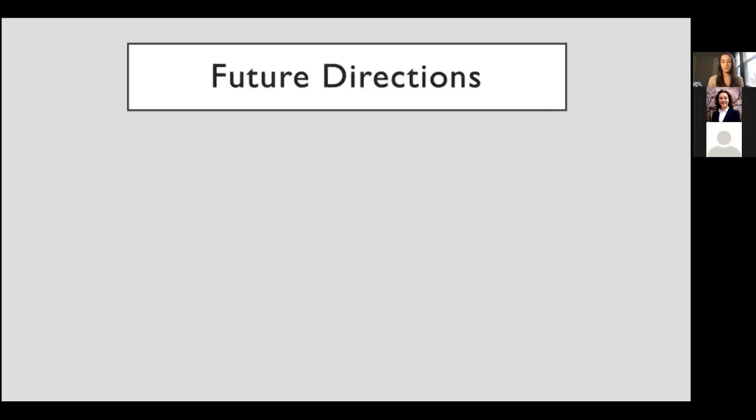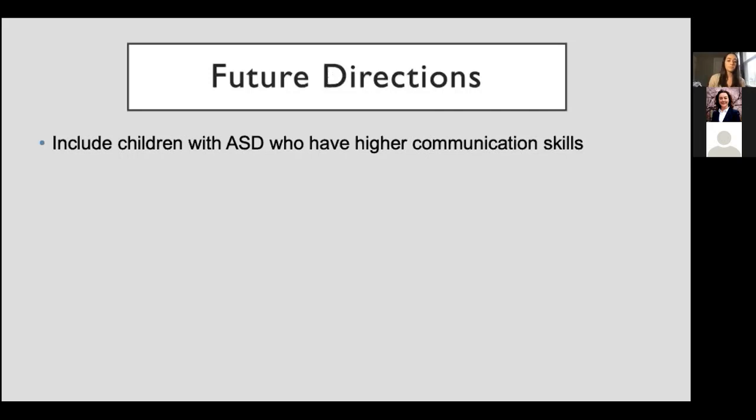There were several limitations of this study that could point to future directions. As we just discussed, this study included children with significantly low communication abilities. While it is important for studies to represent these lower functioning children, it will also be important for future studies to look at children with higher communication as well, particularly in the context of this model.